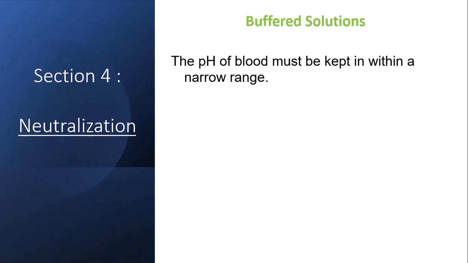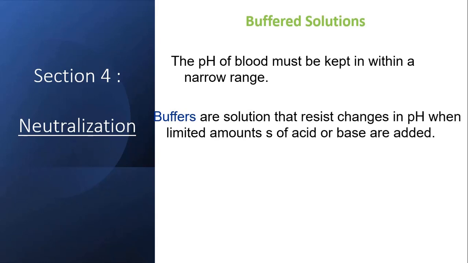What are buffer solutions? This is the last part of this section. The pH of blood must be kept within a narrow range. So buffers are solutions that resist the change of pH when limited amounts of acid or base are added. For example, our blood. If you have acidic blood, you will die. If you have too basic blood, you will die. So we have something around 7.4, 7.3, let's say around 7.2.